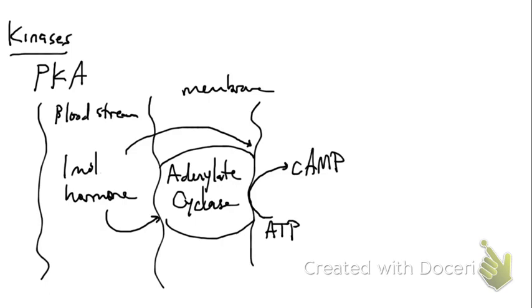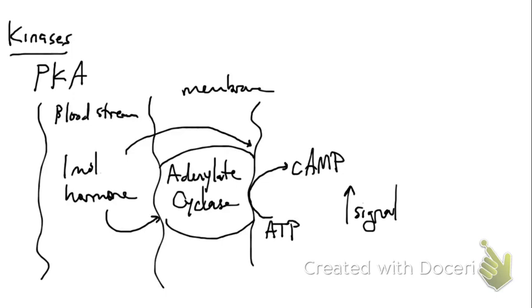I would recommend looking up the structures of ATP and cyclic AMP. I don't have enough room to draw them on here, just so that you can be familiar with it. And what happens is the signal is increased, right? So we're only talking about one molecule of hormone. Adenylate cyclase will make many molecules of cyclic AMP.